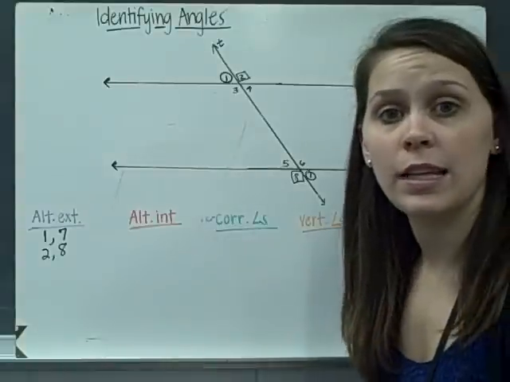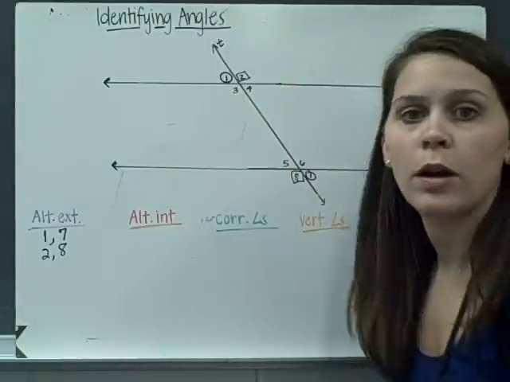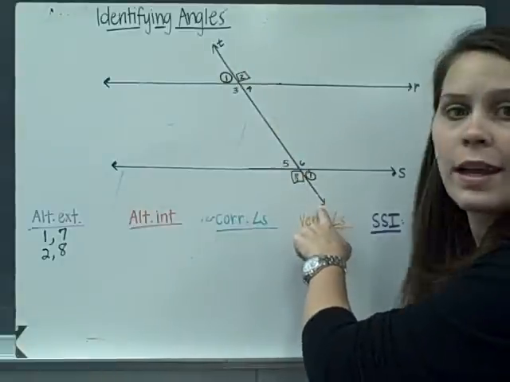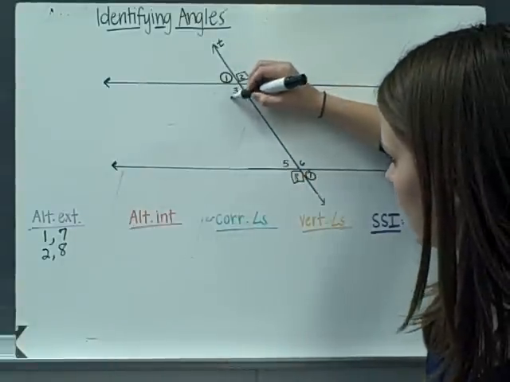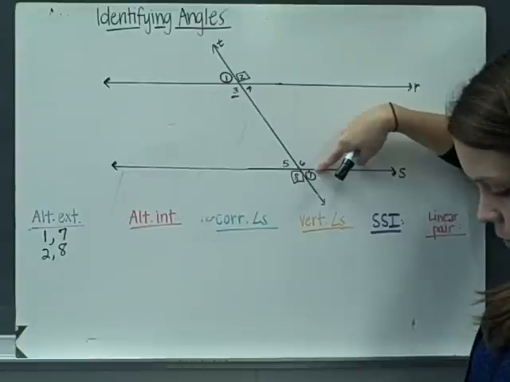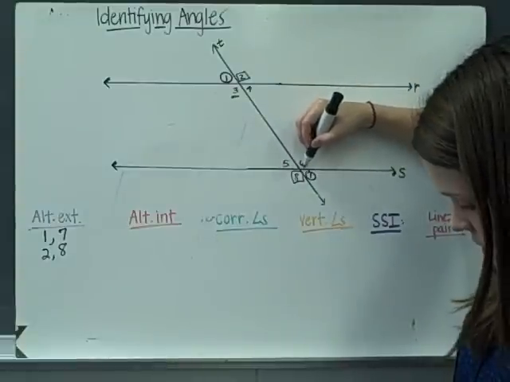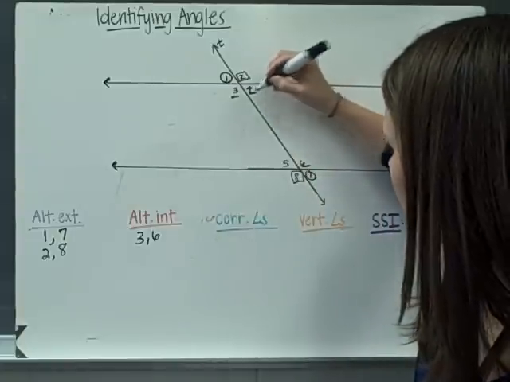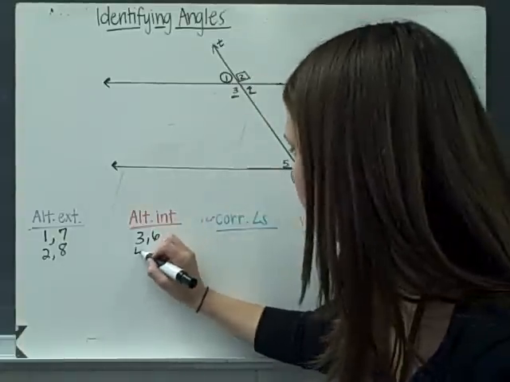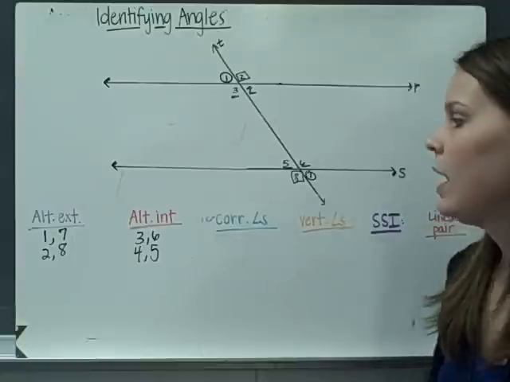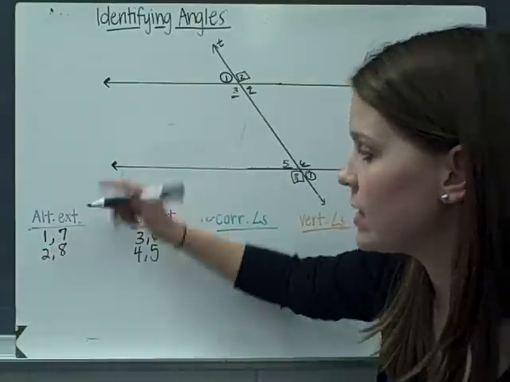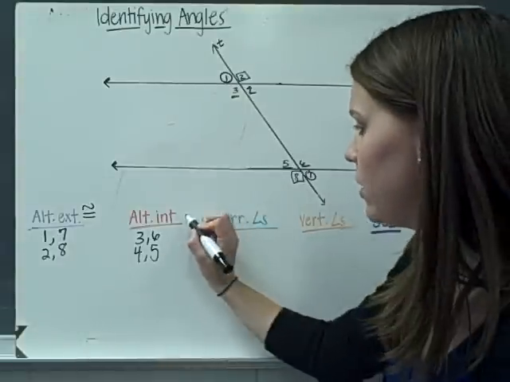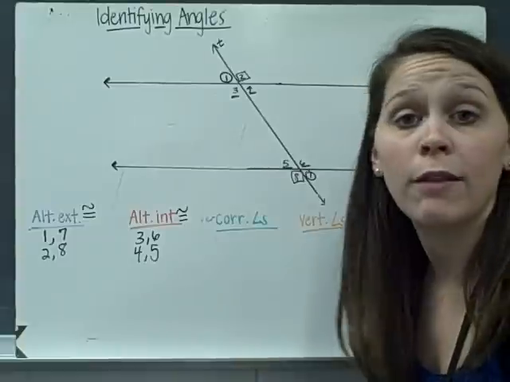Now we're looking at alternate interior. Remember, interior are in between the two parallel lines, and alternate means they're not adjacent and they're on opposite sides of this transversal line T. So we have 3, and then alternate would be 6, excuse me. And then 4 and 5. And alternate exterior angles, that means 1 and 7 are congruent, and 2 and 8 are congruent. Same for alternate interior. 3 and 6 would be congruent, and 4 and 5 would be congruent.